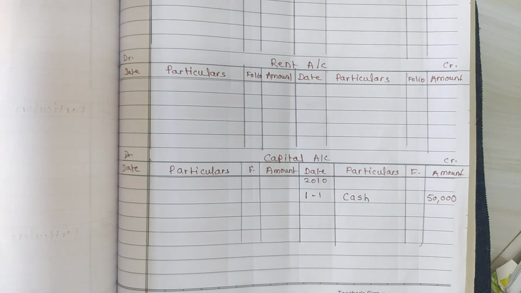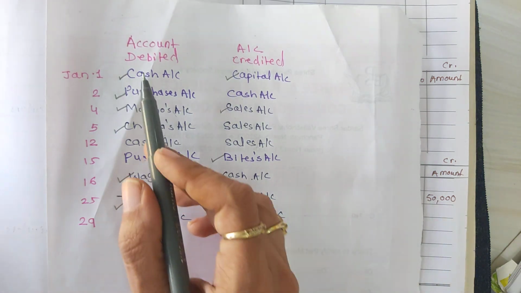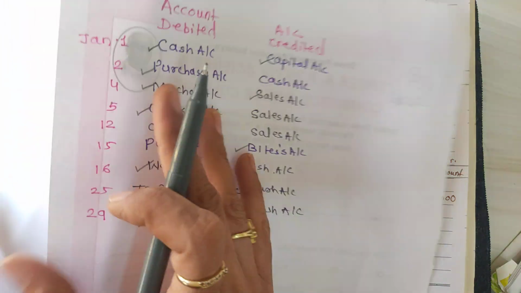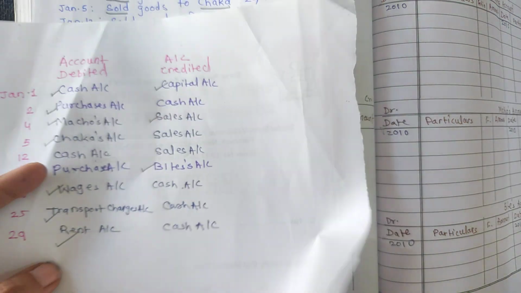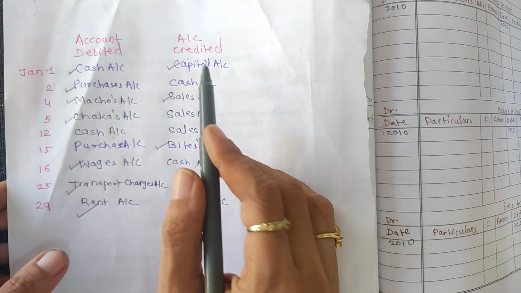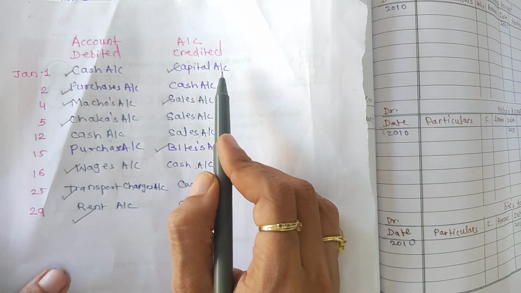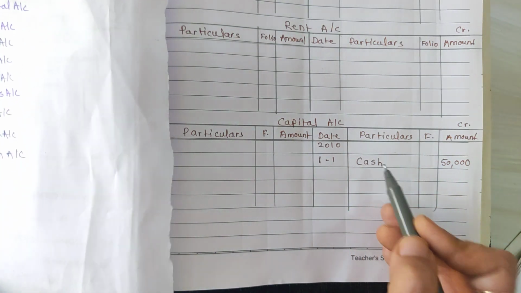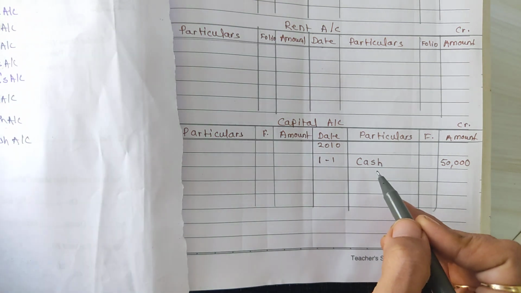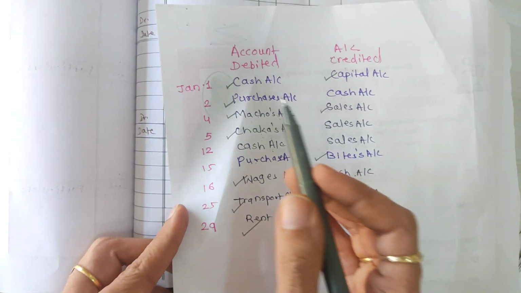50,000. So if you can see here, the account debited is cash. So in the cash account we have written on the debit side. And while writing here, we are writing the name of the account which is credited. And which account is credited? Capital account is credited. So in the capital account you have to give effect on the credit side. While writing here, you have to write down the name of the account which is debited. So which account is debited? Cash account. So here you are writing cash.